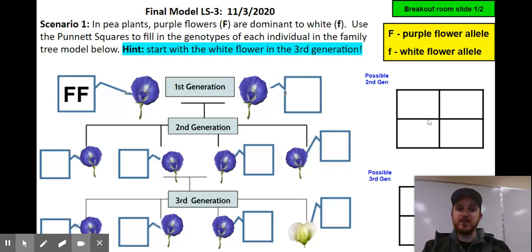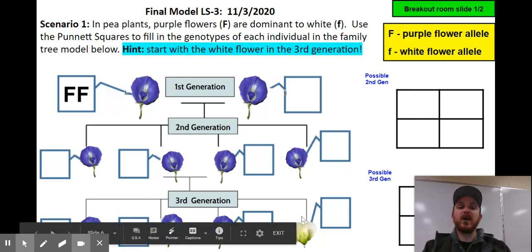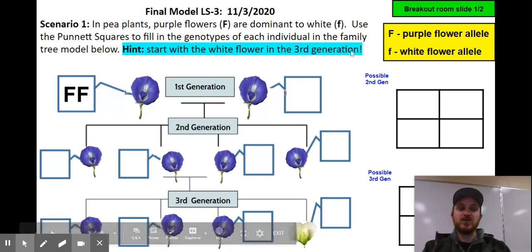I want you to use these Punnett squares to figure out the genotypes of the rest of the family tree. Here's my hint to you. Start with this white flower. You know what its genes are. Work yourself backwards from there. So big F is a purple flower, little f is a white flower.